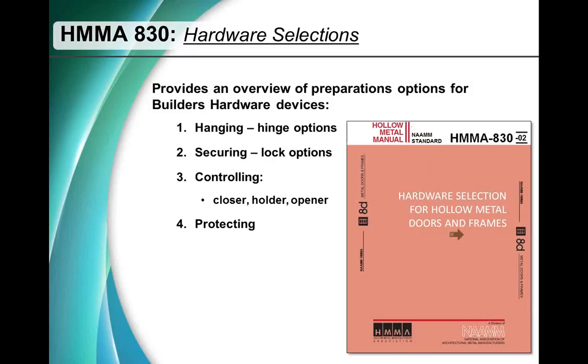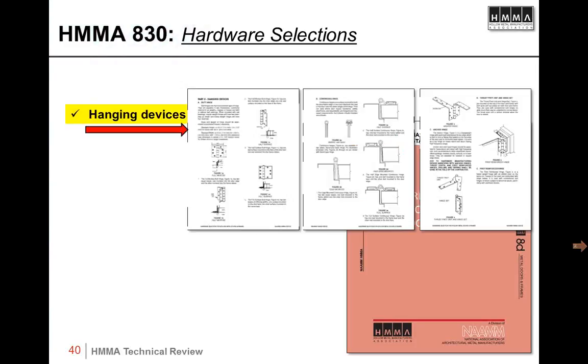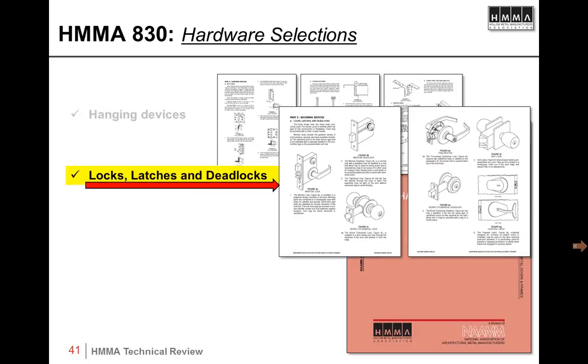830 covers hardware selections. Now this does not get into a lot of detail of hardware types, but it does go into the broad spectrum of hinging hardware as it relates to door and frame constructions. That could be your butt hinges, your continuous hinges, or your anchor hinges, pivots, etc. It also elaborates on latches and locks as they relate to the securing of the product, and again, how these devices relate to the hollow metal products.